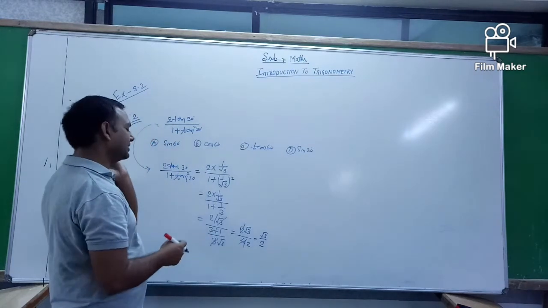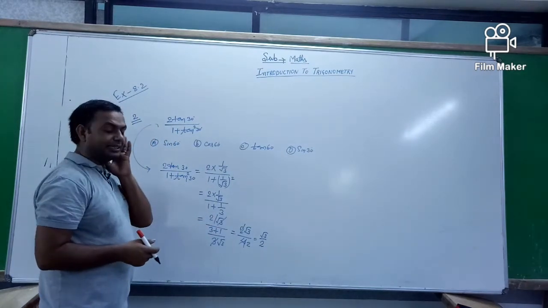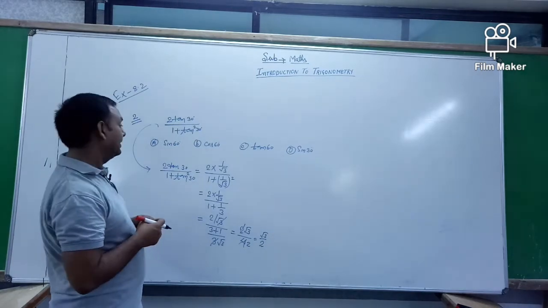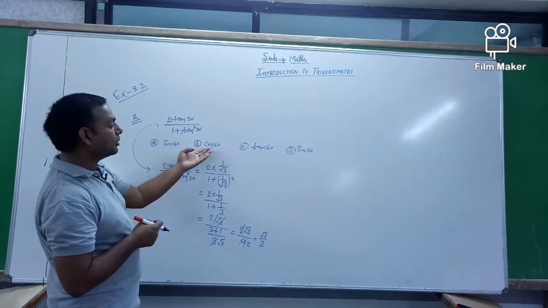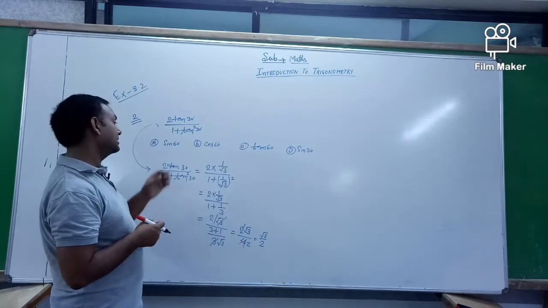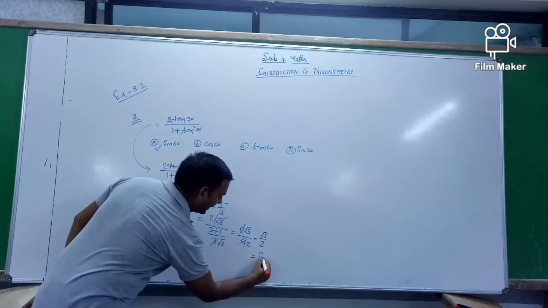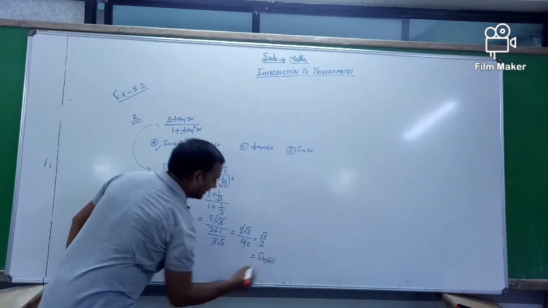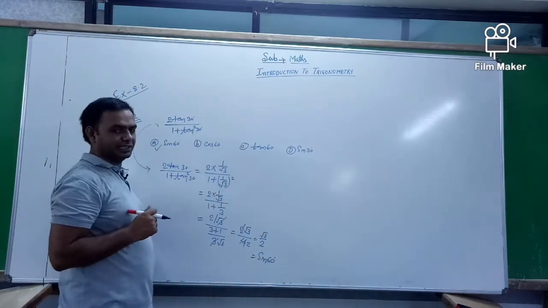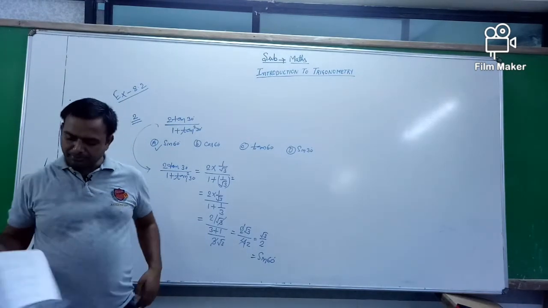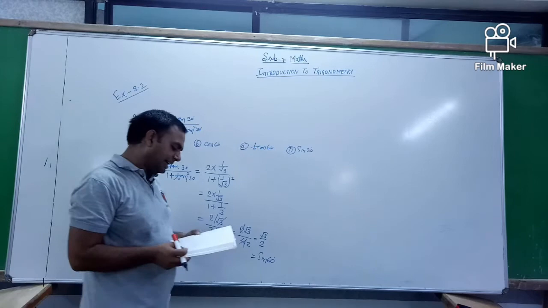Here you see the option under root 3 by 2, this is the value of sin 60 degree and also cos 30 degree. Then you see the option, here is cos 60 degree, not 30, so this is the value of sin 60 degree. So option number A is the right one. Okay, all of you understand? Next question.